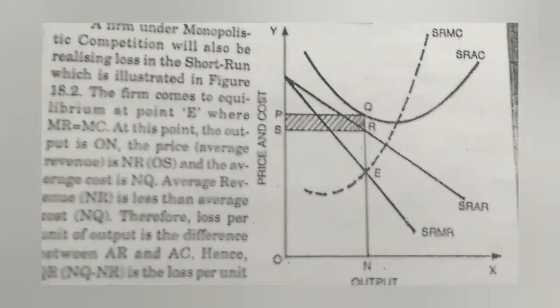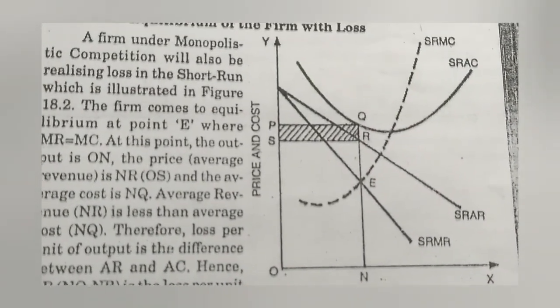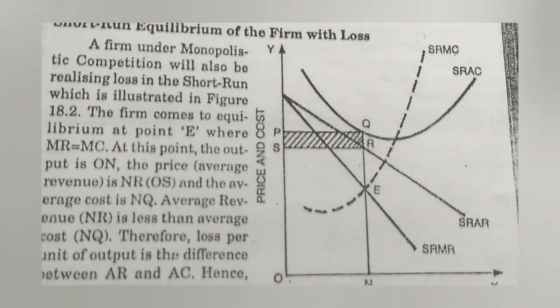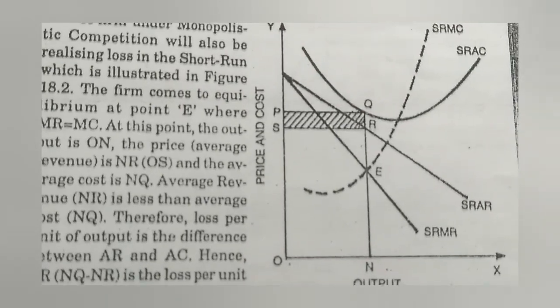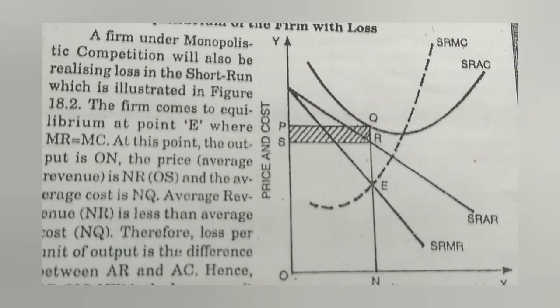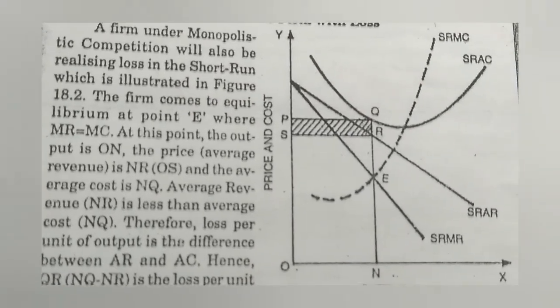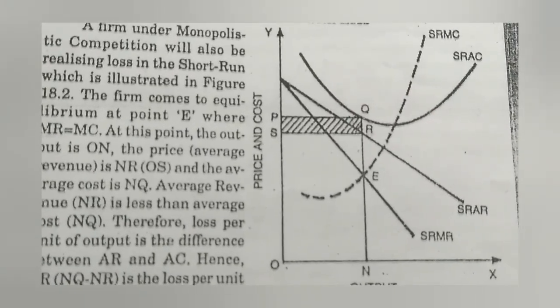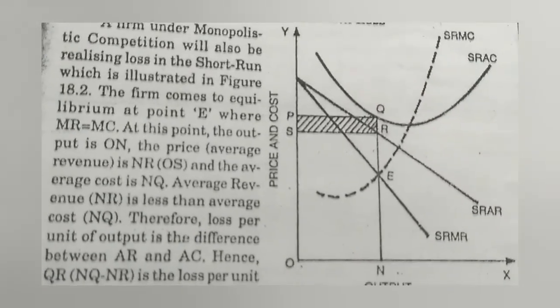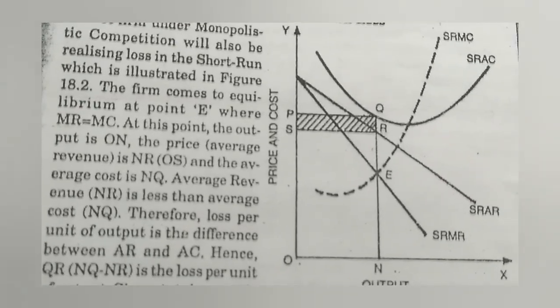Therefore, the loss per unit of output is the difference between AR and AC. Hence, QR, that is NQ minus NR, is the loss per unit of output. Since the total output is ON, the total loss is PQRS, the shaded area. That is, output multiplied by loss per unit of output.